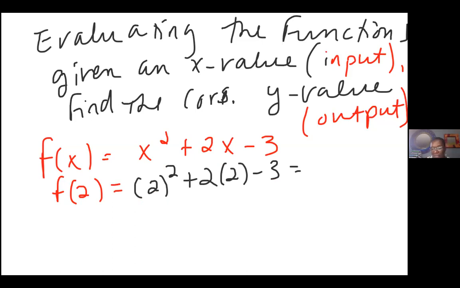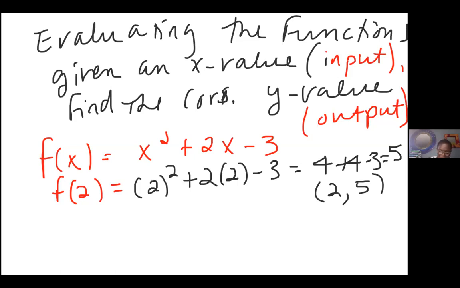You can also drop this in your calculators. 2 squared is 4. 2 times 2 is also 4. And then minus 3. 4 plus 4 is 8. 8 minus 3 leaves me with 5. So I input 2. My output is 5. By the way, guys, this is just a coordinate point. X is 2. The corresponding output represents the y value. So 2, 5. That's just a coordinate point.